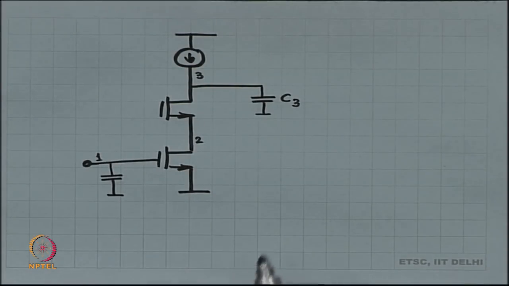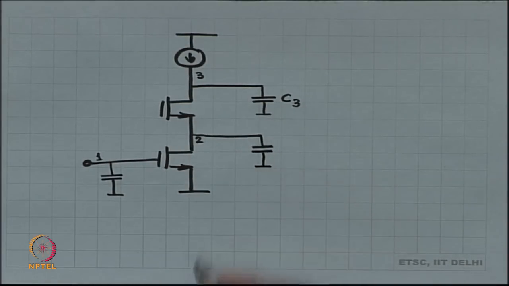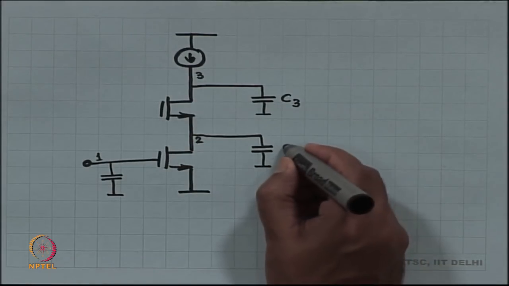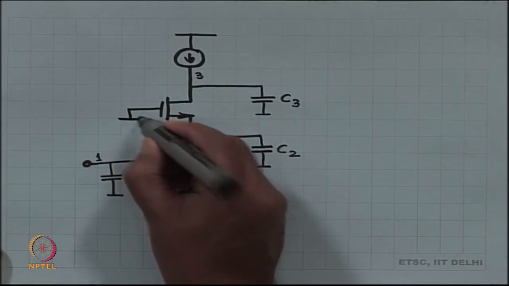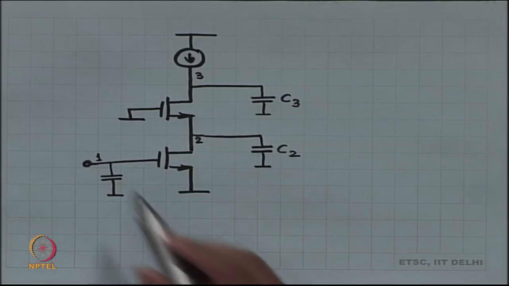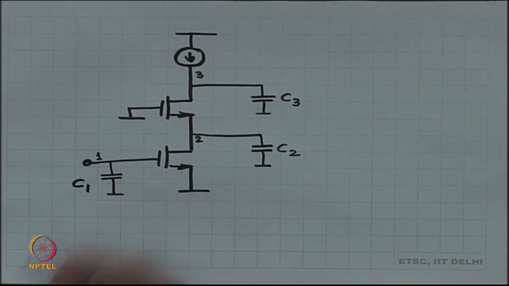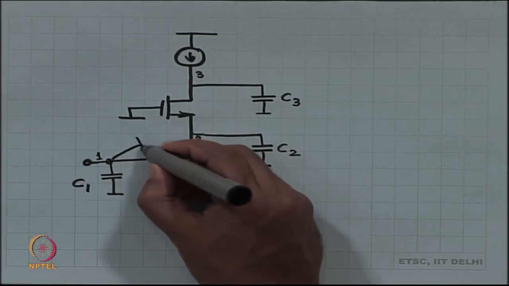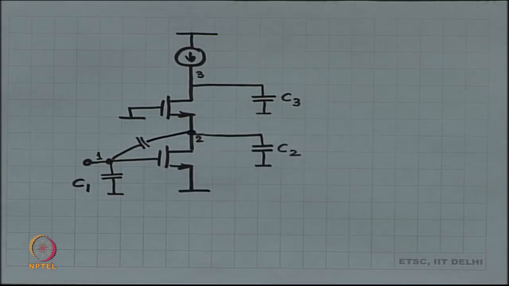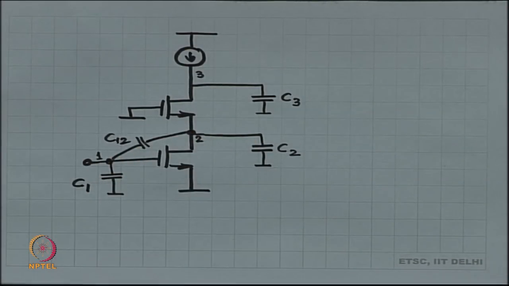I have a capacitor between node number 2 and ground, which is actually CDB1 plus CGS2 plus CSB2. I am going to call it C2. I have a capacitor between node number 1 and ground, which is CGS1. I am going to call it C1. And I have one last capacitor between nodes 1 and 2. I am going to call it C12. It is actually CGD1.